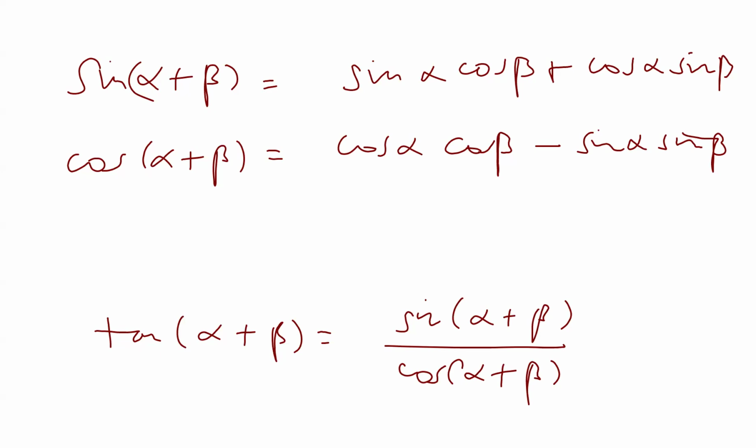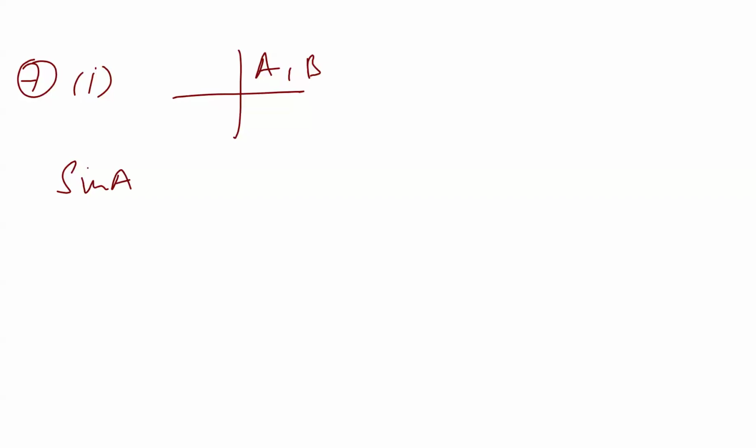Question number 7, sub question 1. A and B are acute angles. They are lying in the first quadrant. Sin A is 1 by root 5. Sin B is 1 by root 10.